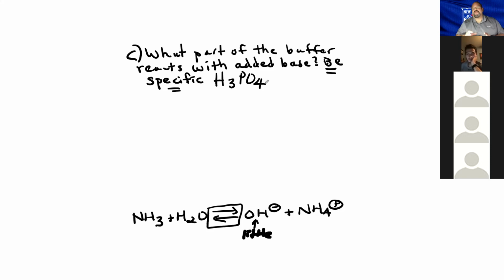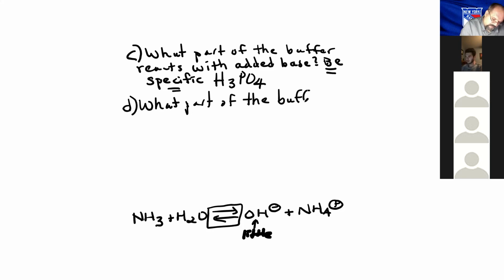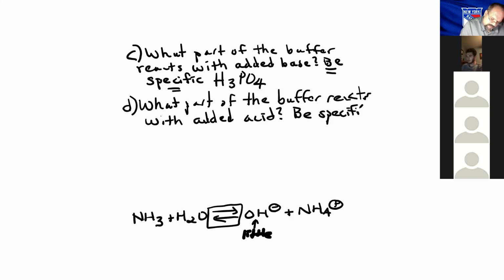So it's just not good enough to say the acid part of the buffer. We want you to be specific. So the answer would really be H3PO4. And then letter D, what part of the buffer reacts with added acid? And again, we want you to be specific.